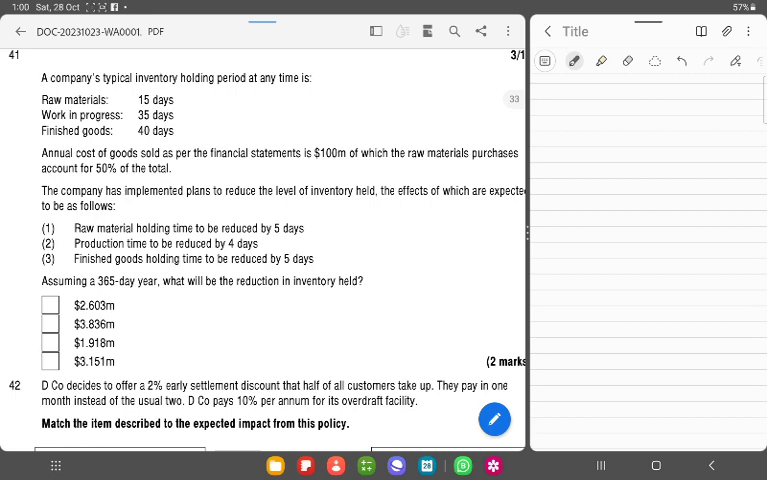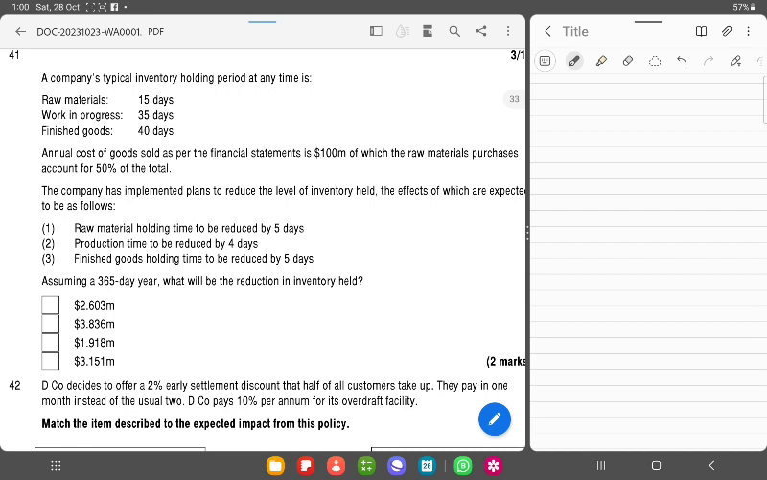The company has implemented a plan to reduce the level of inventory held, the effects of which are expected to be as follows: raw material holding time to be reduced by 5 days, while production time and finished goods will be reduced by 4 and 5 days respectively. Assuming 365 days a year, what will be the reduction in the inventory held? So we have to find this in amount.